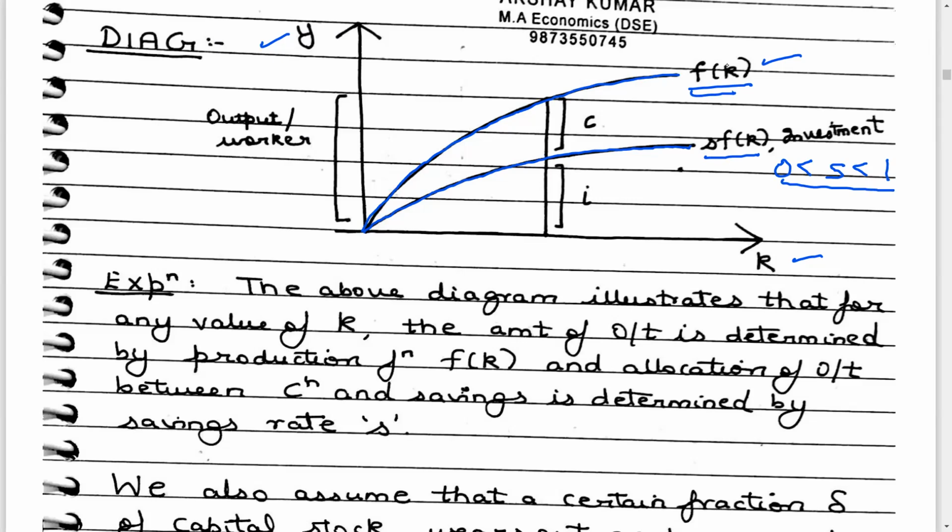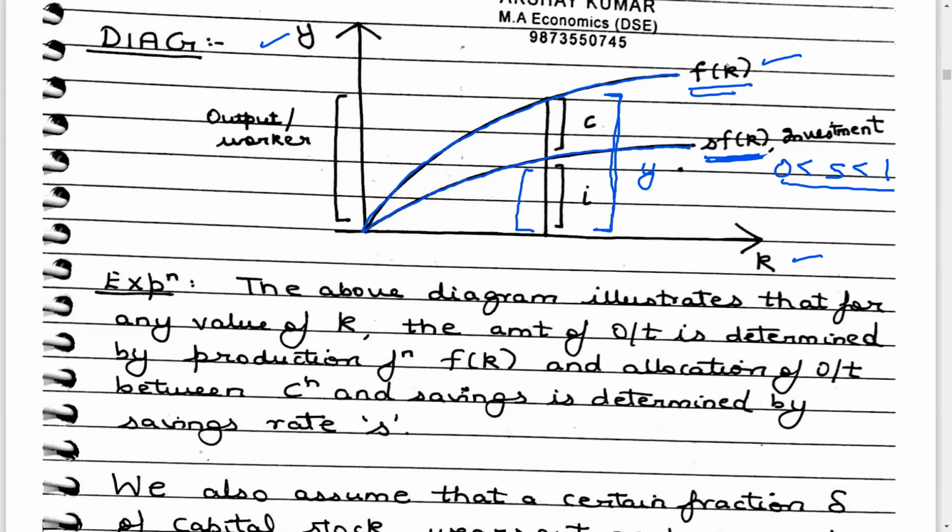So guys, this whole thing denotes my output. Out of this much is invested, because investment is captured by the savings curve. This is my savings curve, s into f of k. Okay, s into f of k is my savings curve, so this much is my investment.